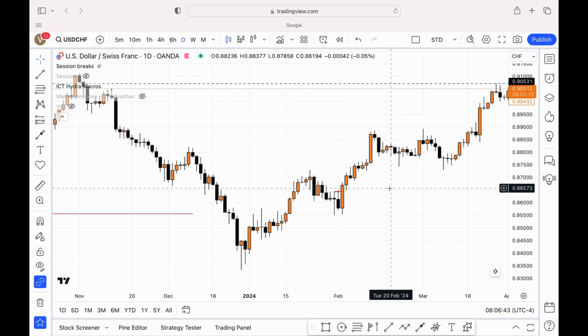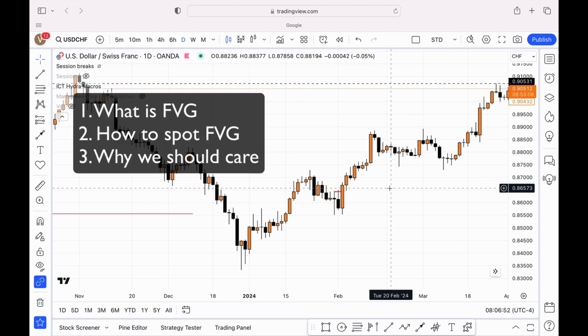Let's get started. In this tutorial, I'm going to explain three things. What is a fair value gap? How can we spot or find a fair value gap that's in your charts? And why, as traders, we should care about a fair value gap.